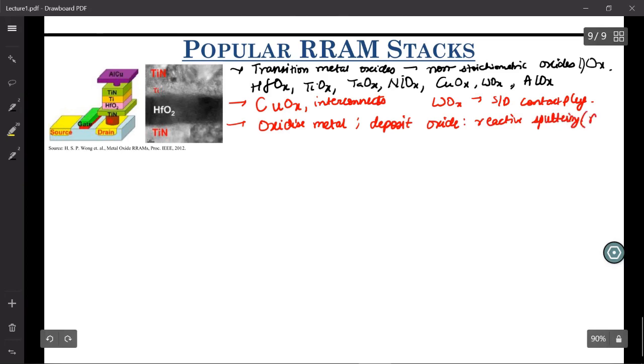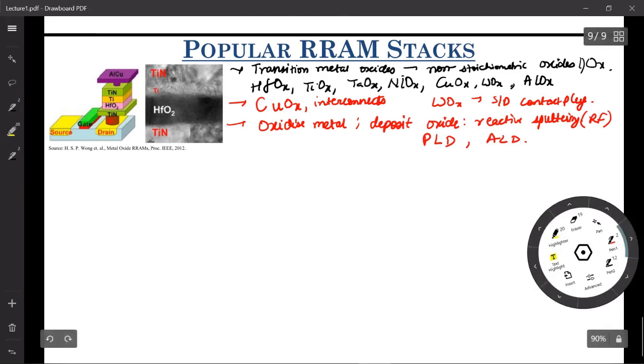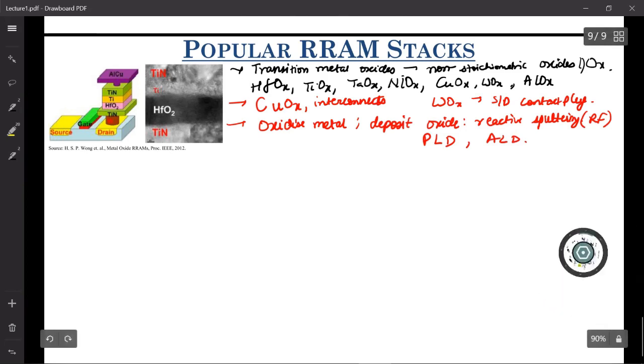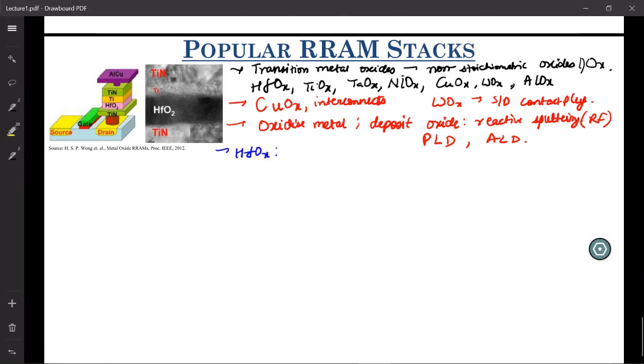So this has to be RF sputtering, because with DC sputtering you cannot deposit metals. Then there is this PLD process. Recently people have also started using ALD for depositing these oxides. So let us first discuss HfOx, which is one of the most widely studied kinds of material for RRAM.